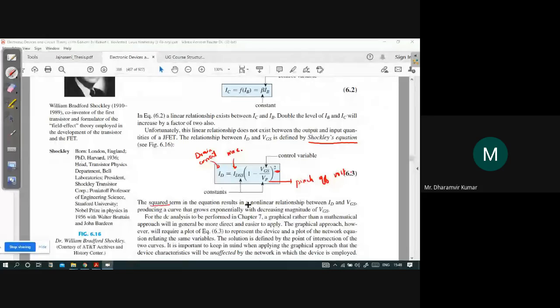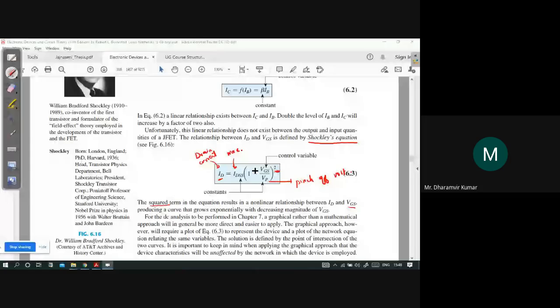The square term in the equation results in a non-linear relationship between ID and VGS. So it shows that the relationship between ID and VGS is not linear, but rather non-linear, producing a curve that grows exponentially with decreasing magnitude of VGS.